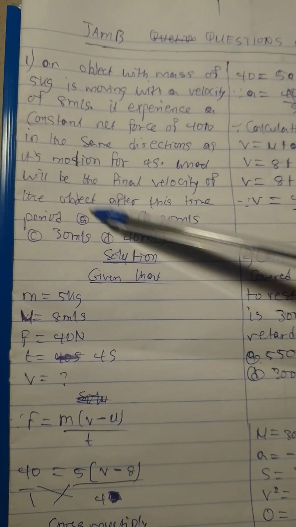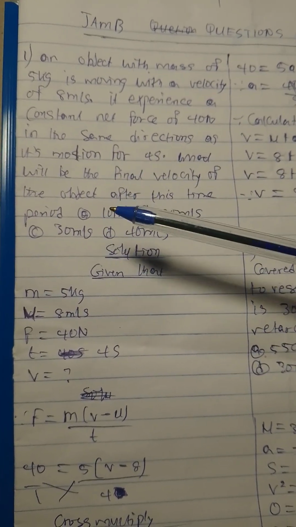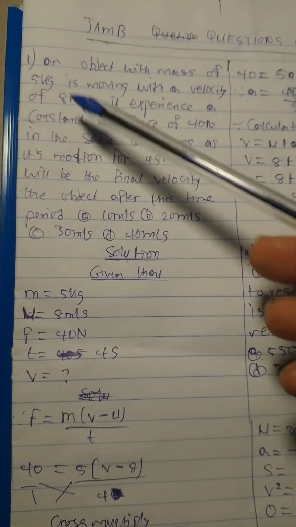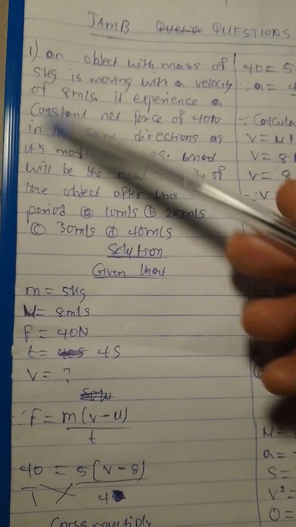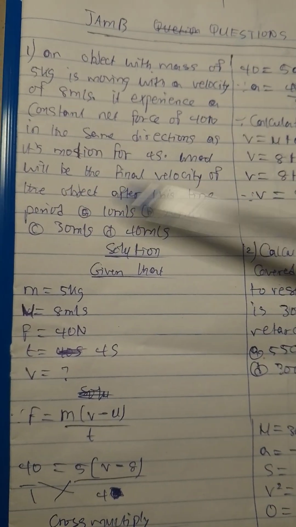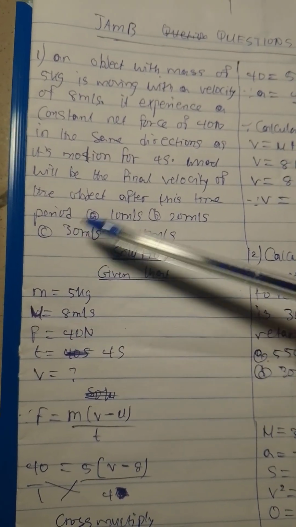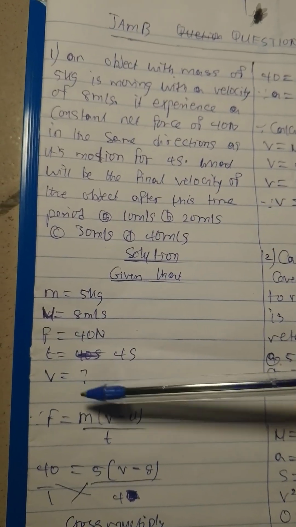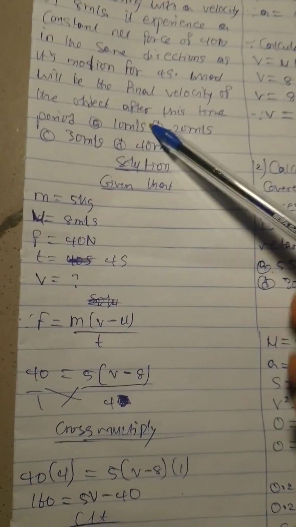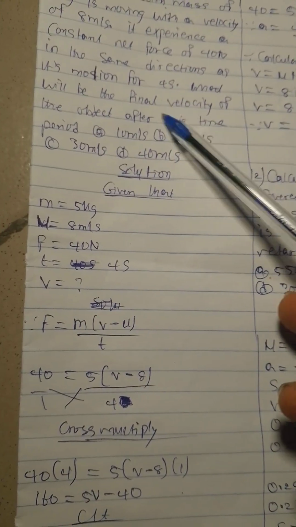So in this question you are asked to find the final velocity. Given to us in this question, we have that our mass is 5 kilograms, our initial velocity is 8 meters per second, our force is 40 newtons, and our time is 4 seconds. We have to find the final velocity, which is unknown.